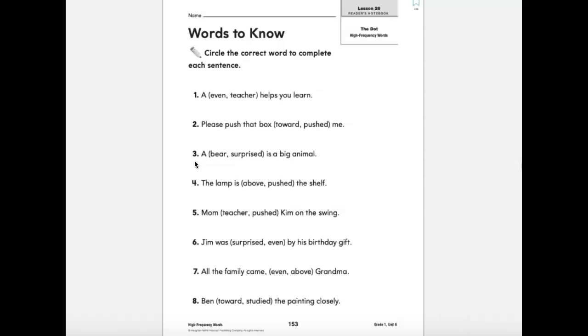Number 3 says, a blank is a big animal. A bear. A surprised. Circle the word that best completes the sentence for number 3.